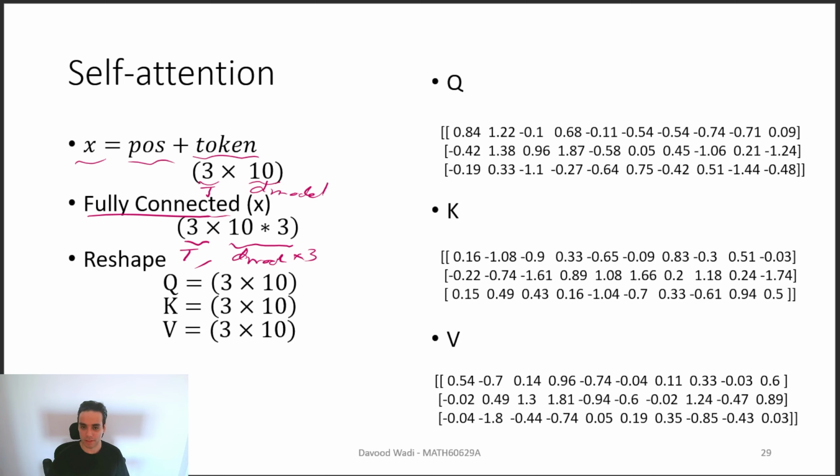So the idea is pretty straightforward. Create three projections for x and deconstruct them into three matrices of size 3 by 10 and call them query, key, and value. So numerically, this is what we did here. Each one is a 3 by 10, or T by D model, matrix.